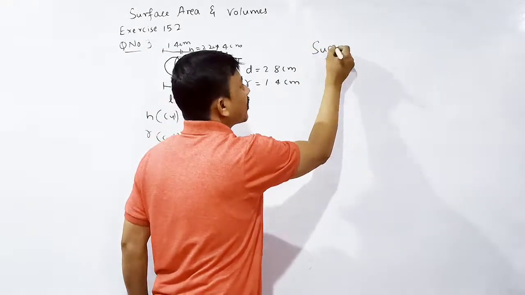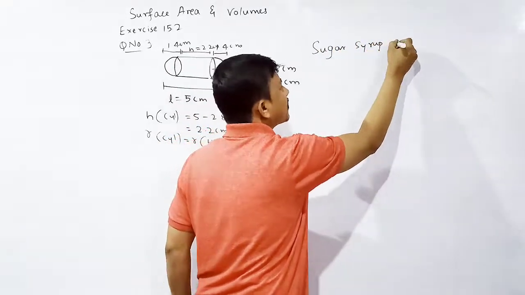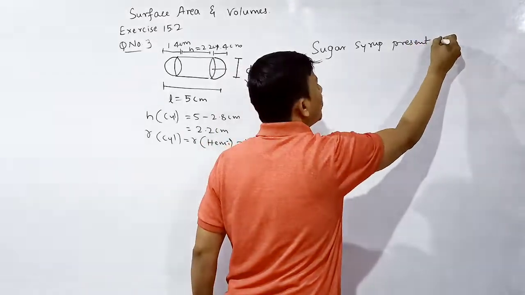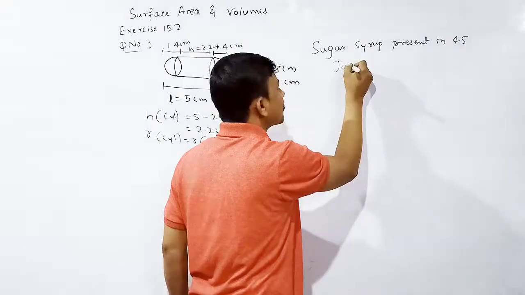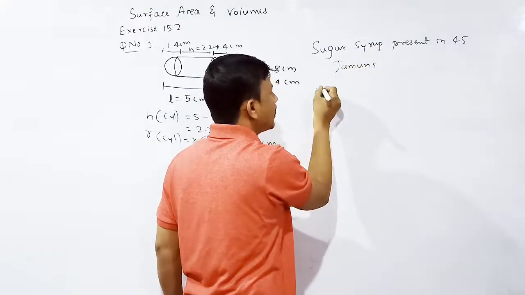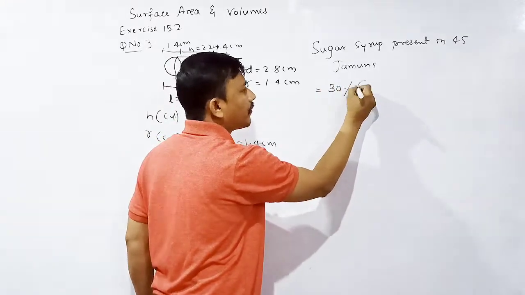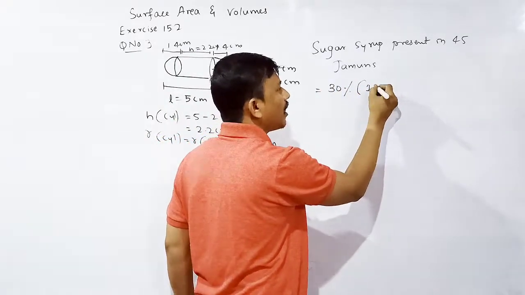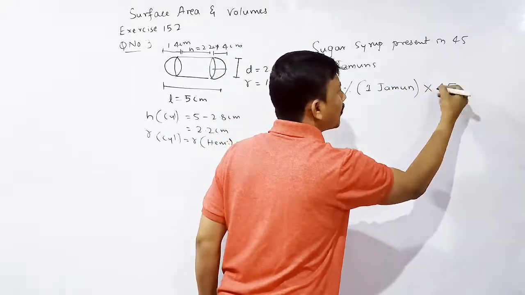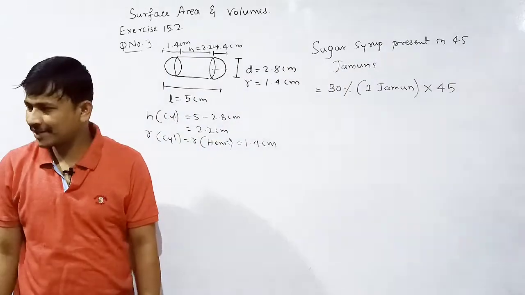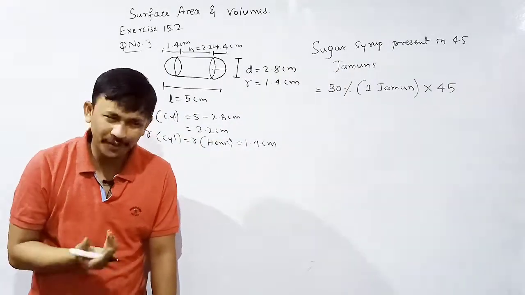Sugar syrup present in 45 jamuns is equal to 30% of 1 jamun into how much? 45. Correct? Yes or no? 30% of 1 jamun into 45.